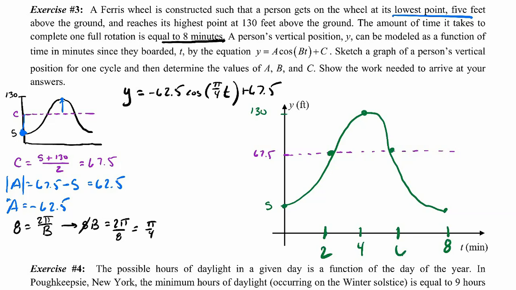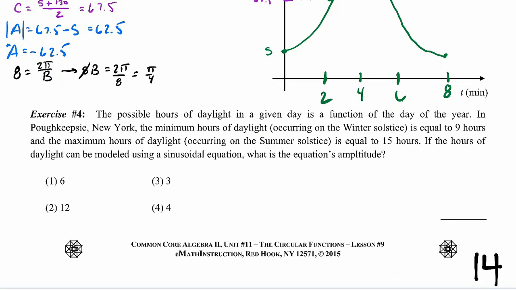And last up, the possible hours of daylight in a given day is a function of the day of the year. In Poughkeepsie, New York, the minimum hours of daylight is 9 hours and the maximum hours of daylight is 15. If the hours of daylight can be modeled using a sinusoidal equation, what is the amplitude?